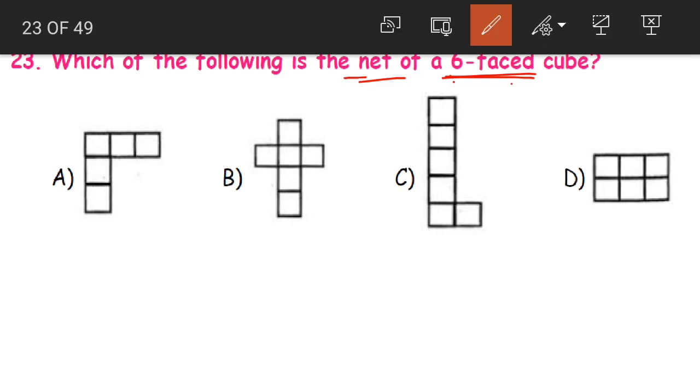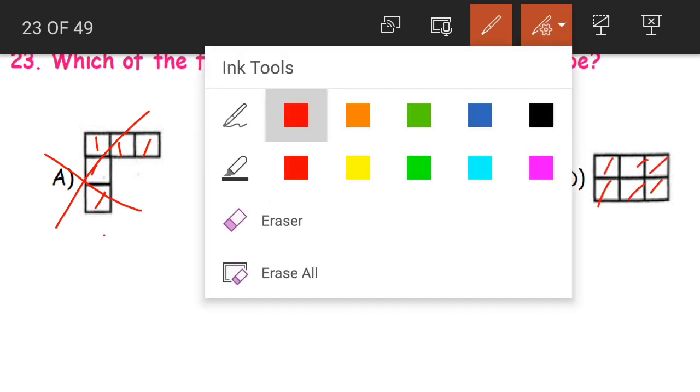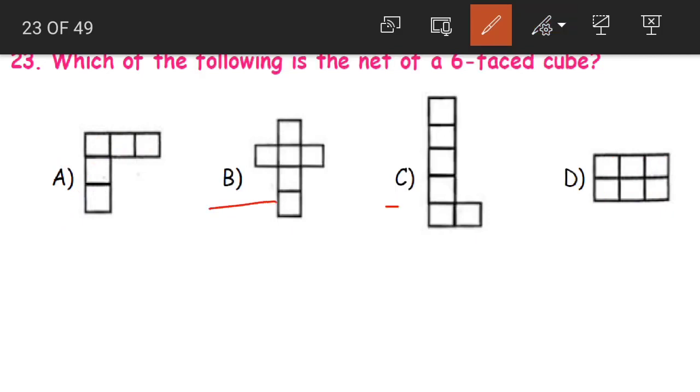So first let us check whether all of these nets have six faces or not. 1, 2, 3, 4, 5. It has only 5, so A cannot be our answer. 1, 2, 3, 4, 5, 6. Yes. 1, 2, 3, 4, 5, 6. So our answer will be either B, C or D. Now next, we have to find out which exactly will become a six-faced cube.